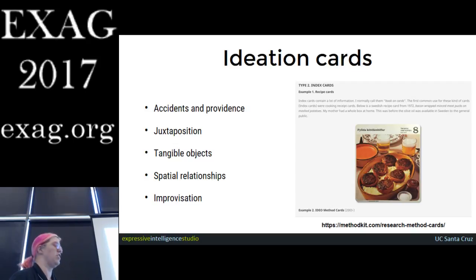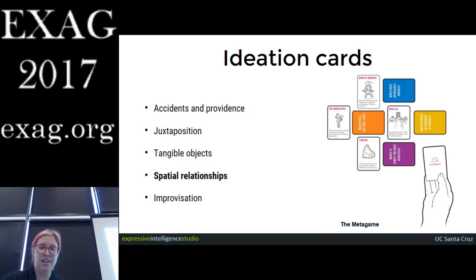If you'd like to know more about ideation cards, it's a whole genre. Every field has ideation cards in different ways, some more or less concrete. There's a really good taxonomy of ideation cards that's linked there. Not a lot of these cards use spatial relationships. Who's played the metagame? Oh, very few people. The metagame is where you are laying down cards and looking for the relationship between various nerdy nouns. And there are actual spatial relationships between the cards. But ideation cards usually don't use that.